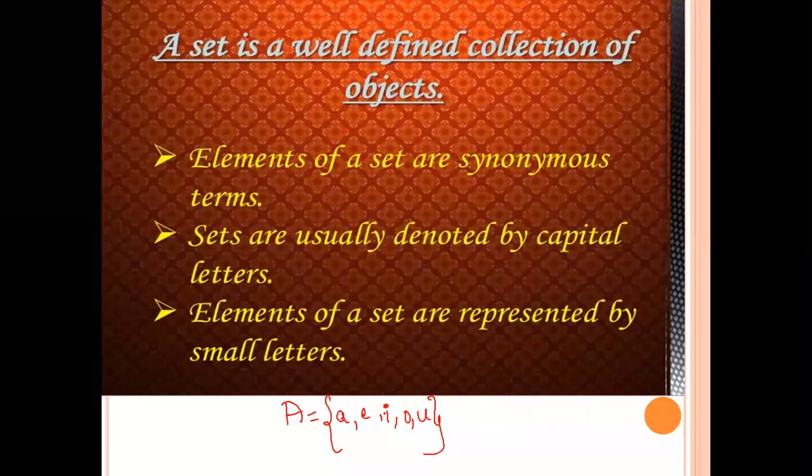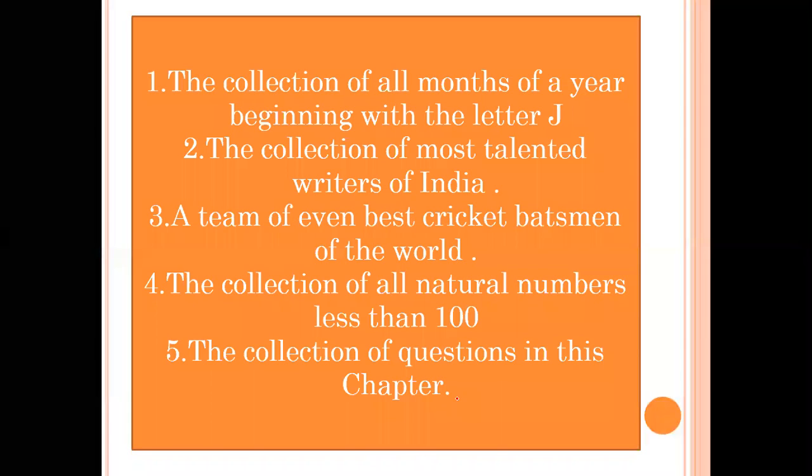The elements inside the set are enclosed within a bracket, that is a flower bracket, and the objects inside it we call elements. That is, a is an element, i is an element, o is an element, u is an element, I had said. Correct? And each element is separated by a comma. Then these were the questions which I had asked to recognize whether it is a set or not a set.